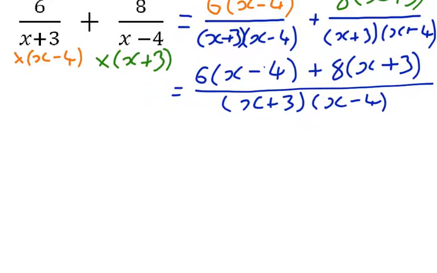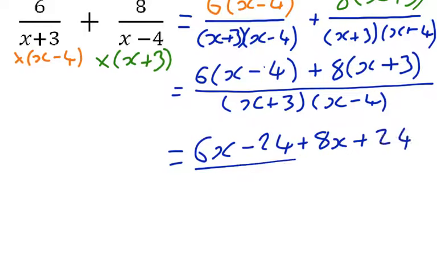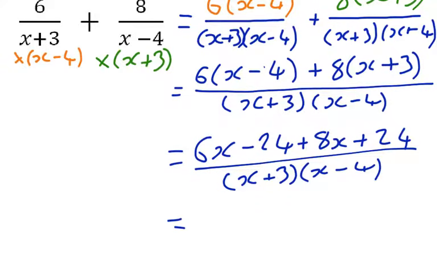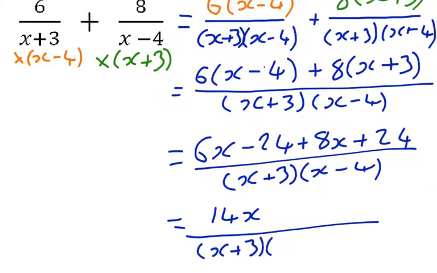Now we multiply out the brackets and we get 6x minus 24 plus 8x plus 24 all over x plus 3, x minus 4, and finally 6x plus 8x is 14x, minus 24 plus 24 is 0, so we simply get 14x over x plus 3, x minus 4. You could multiply out the x plus 3, x minus 4 on the bottom of the fraction, but you normally don't have to.